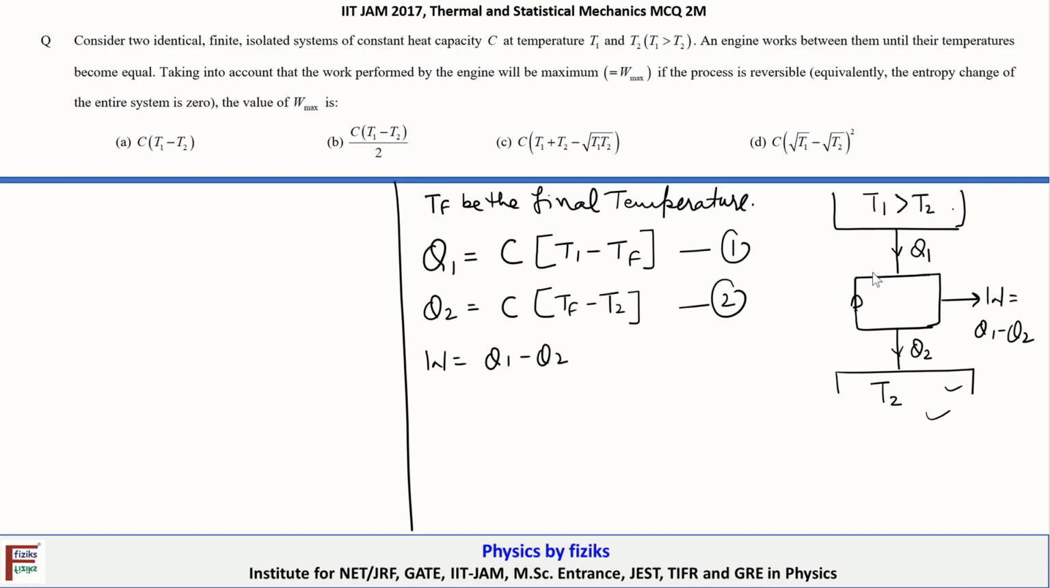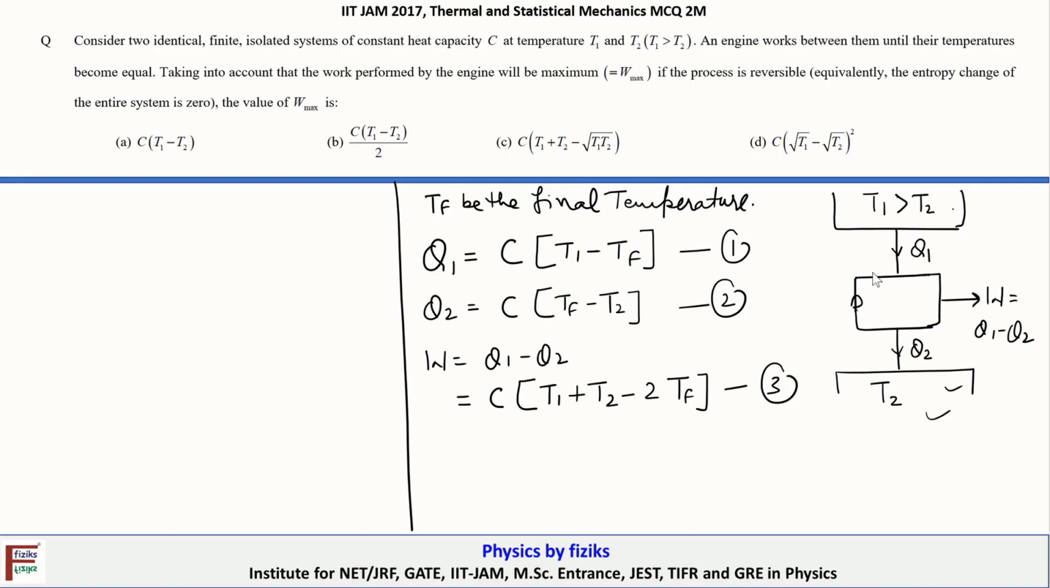Now W, the work performed by the engine, is equal to Q1 minus Q2, and after substituting the values of Q1 and Q2 from equations 1 and 2, we obtain that this is equal to C into T1 plus T2 minus 2 times the final temperature. Let's say this is equation 3. In the question it's asked what is the maximum value of the work that can be obtained from this situation.